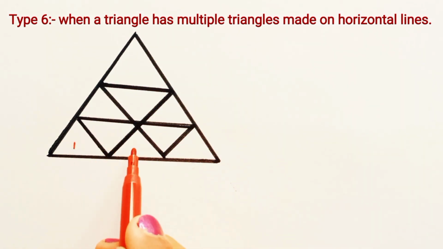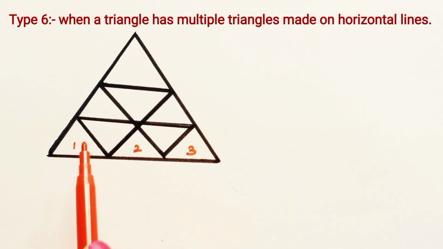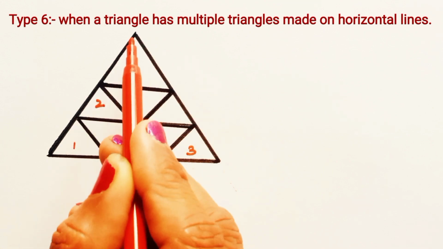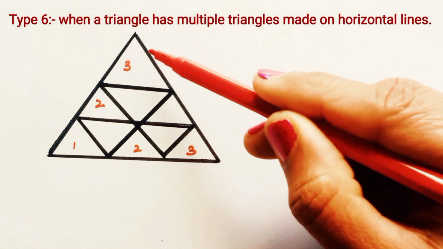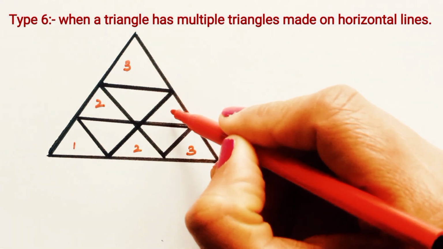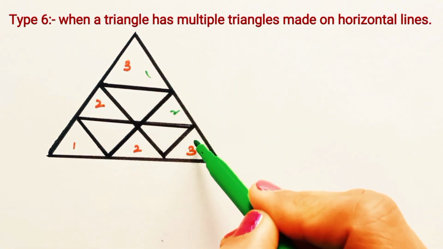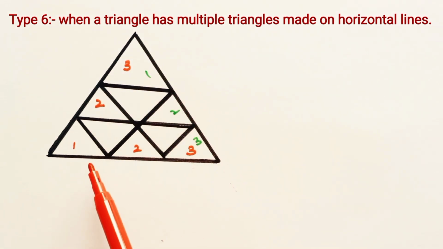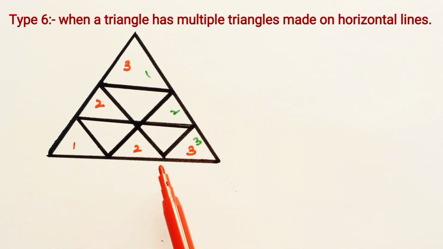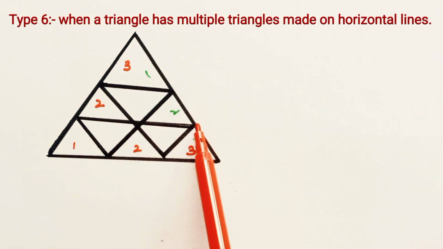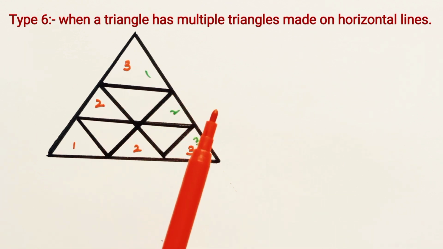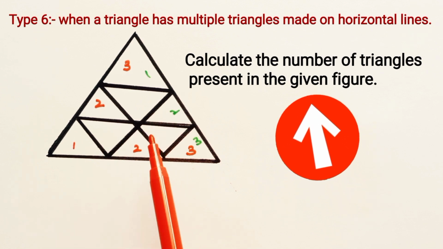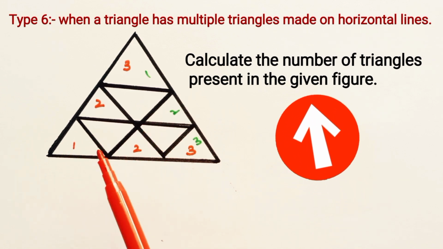This base has 1, 2, 3, and this edge also has 1, 2, 3. This edge is also having 1, 2, 3. So if you look carefully, each edge of the main triangle has an equal number of triangles. And the triangle is divided by the horizontal lines, not by the vertical lines. In the previous type of questions, if you understand the concept very well, you can calculate the number of triangles present inside this figure also.